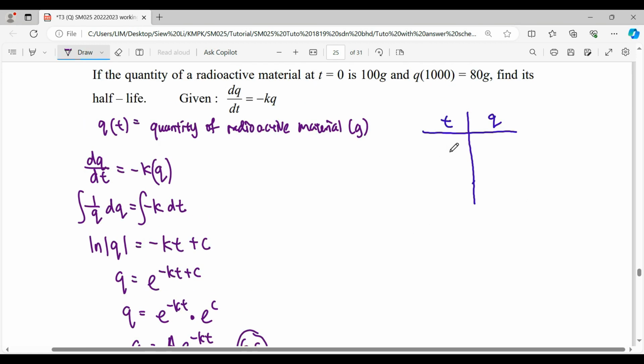So let's read the question again. Our story timeline is when t equals 0, it is 100 gram. So Q in terms of time, this 1000 is your time, and it is 80 gram. Then find its half-life. Half-life means the time taken for your quantity to be half. So your quantity 100 to be half means 50 gram here.